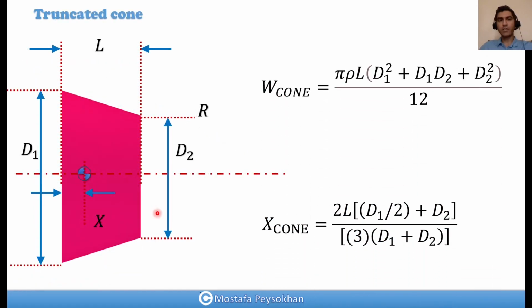Now for the truncated cone, we have the diameter d1 here, d2 here, and the thickness is L. We can find the weight of the cone by using this equation. Again, we have the density of this part following this equation, and x of the cone, the center of gravity of this cone from surface d1, is equal to this equation. So we use this equation to find the center of gravity from the d1 side, or it can be from the d2 side, but in this equation we should change d1 to d2.